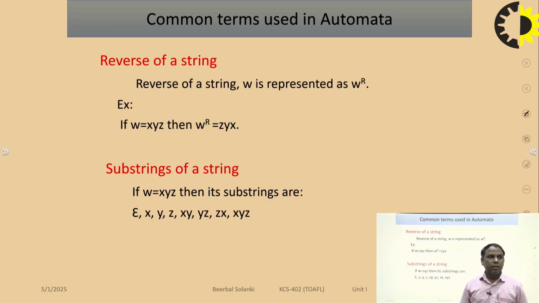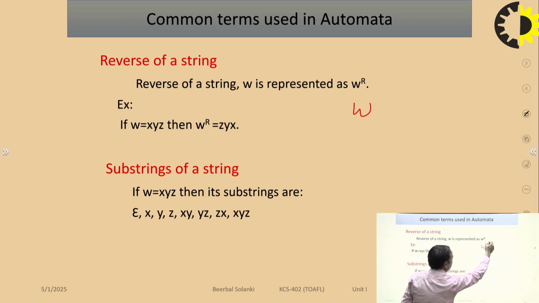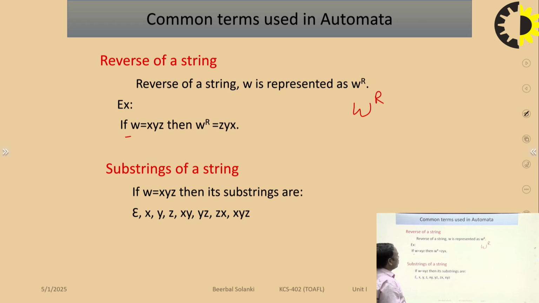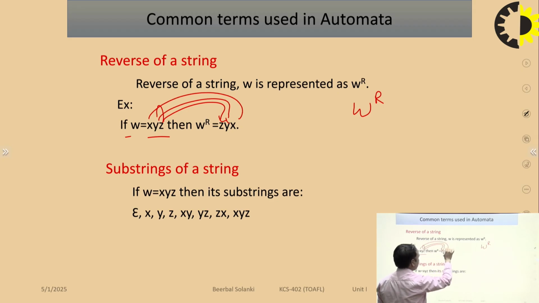So next is the reverse of a string. How do we represent the reverse of a string? W is represented as W power R. If W is the string XYZ, then the reverse of that string is W to the power R, which can be written as Z, Y and X.